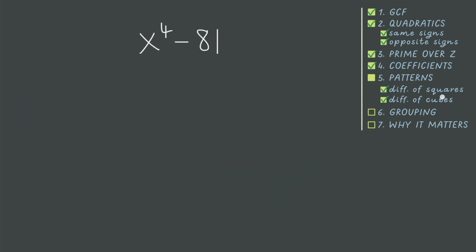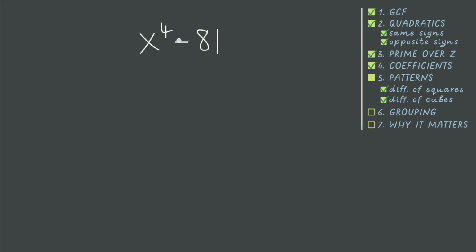Now, one last thing we want to say about patterns before we move on to grouping. Sometimes we'll have a polynomial like this one, and we might think right away, we can't do anything to factor it because we have this higher degree exponent. We have x to the 4th, and we haven't seen anything other than x squared or x cubed. What do we do in a situation like this? We automatically can't use any of these techniques, right?